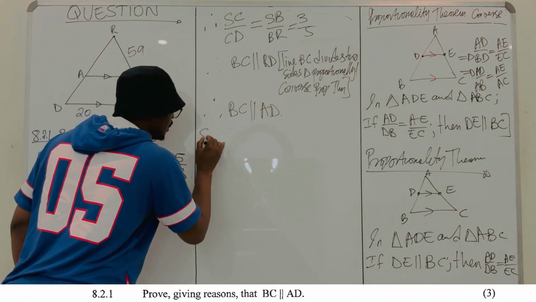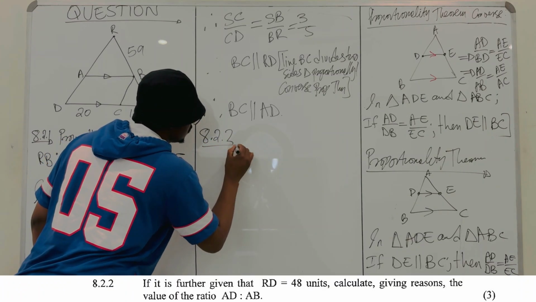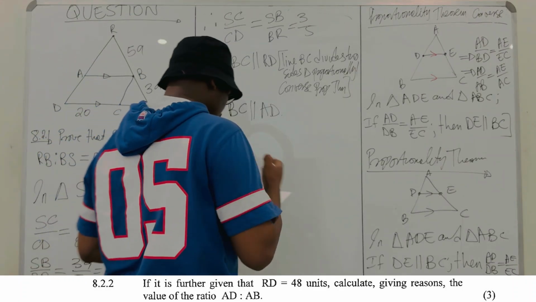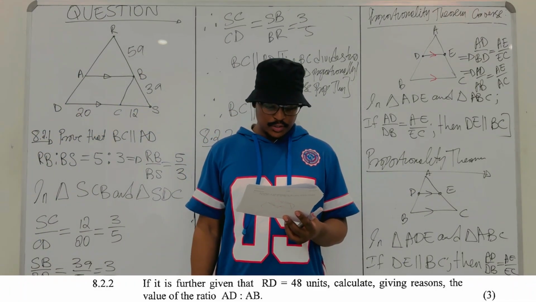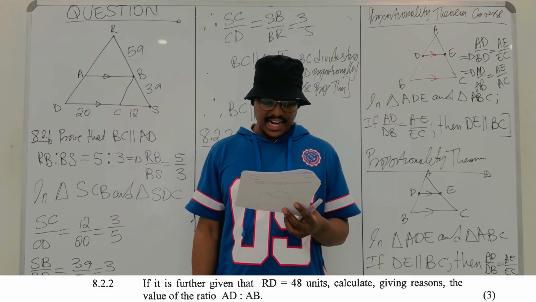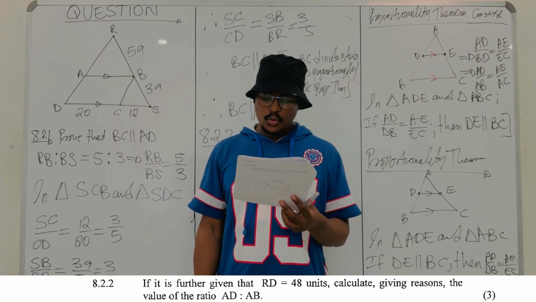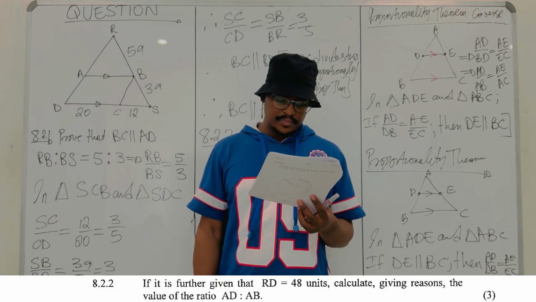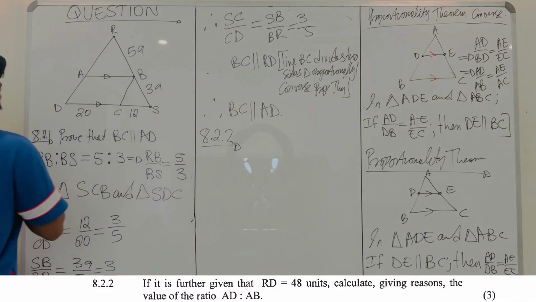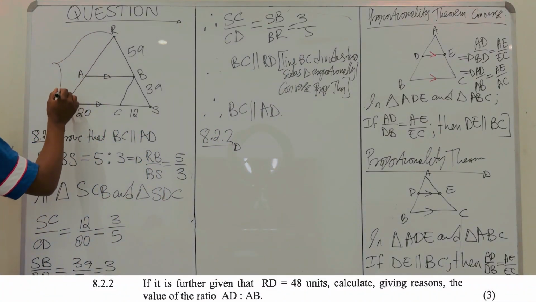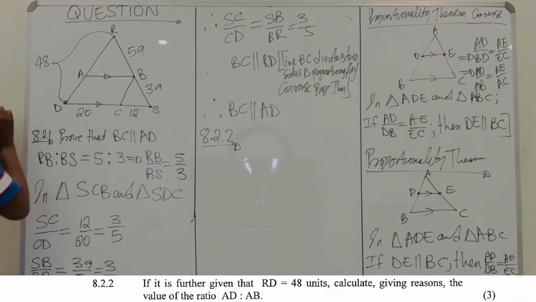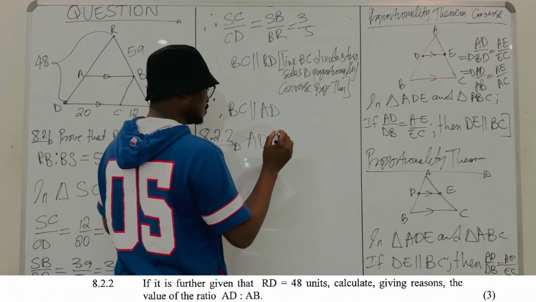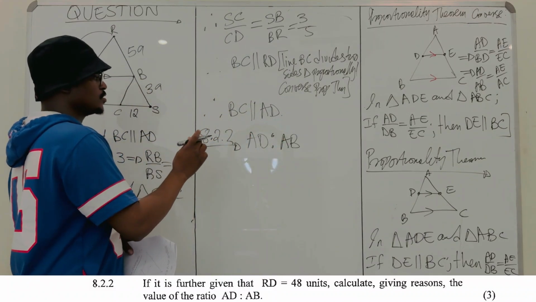Now we move to 8.2.2. What are they saying at 8.2.2? At 8.2.2, they are saying if it is further given that RD is equal to 48 units, calculate, giving reasons, the value of the ratio of AD to AB. So they are giving us that RD, this length from here to here, is equal to 48, right? So they want us to find the ratio of AD to what? To AB. This is what they want us to find.